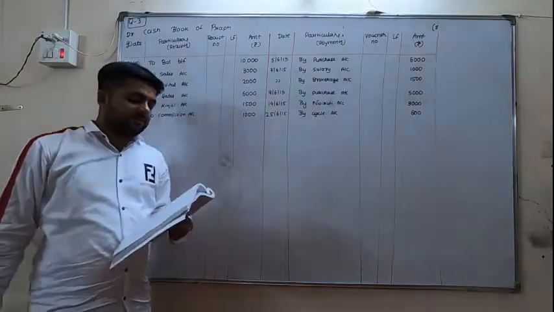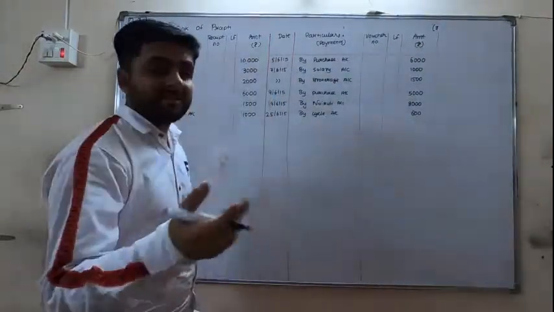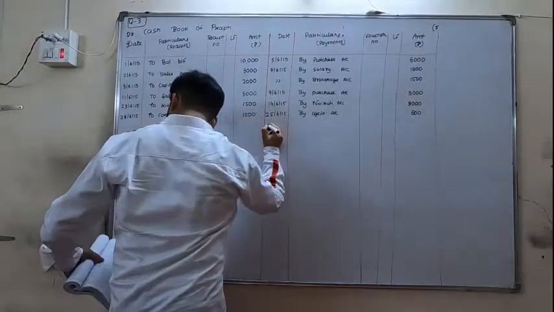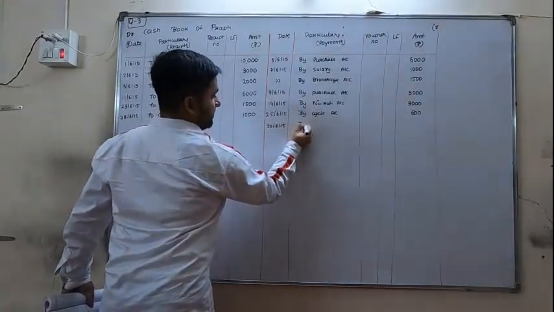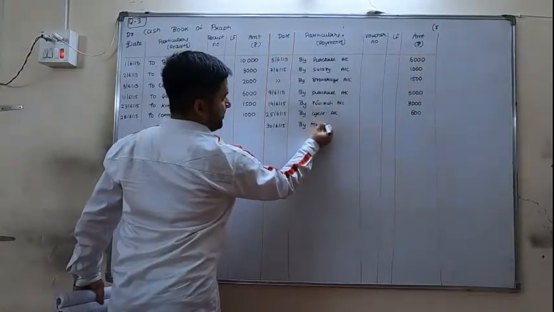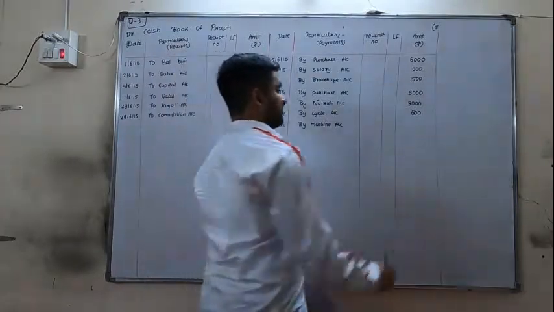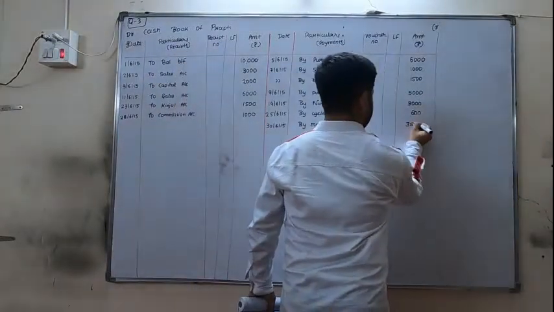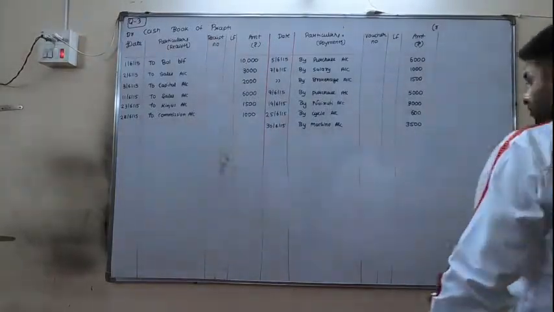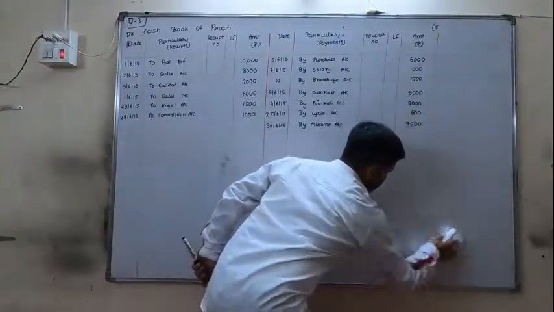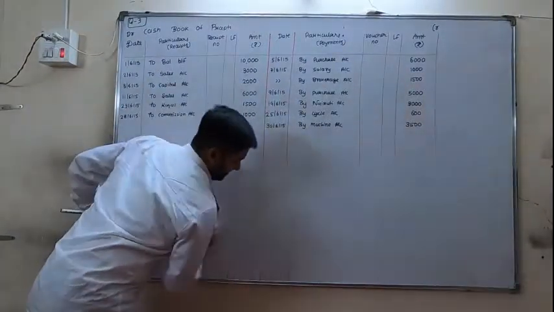Now the last transaction. Machine of 3500 purchased for business. We are purchasing the machine, cash is being paid, so cash is going out, so on the credit side, 3615. We are purchasing a machine, not goods, so we will write by machine account, not purchase account, 3500. Yes, now all the transactions are done. Now what you have to do, my friends, please listen to my words clearly.